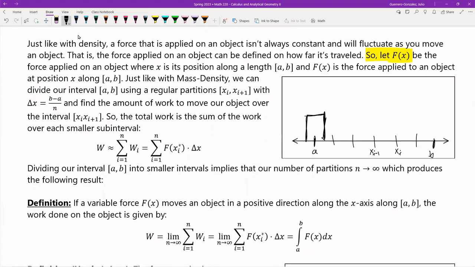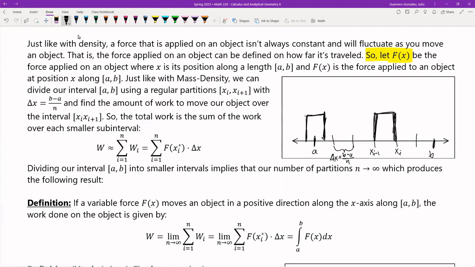This is the ith distance that I'm going to be moving my box. Let's suppose that I had my box right above here. One last thing that we have to take note of: since this is a regular partition, my delta x is still (b minus a) over n. This is still a fixed width, a fixed amount of distance.